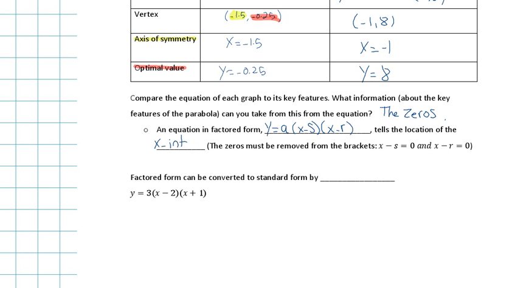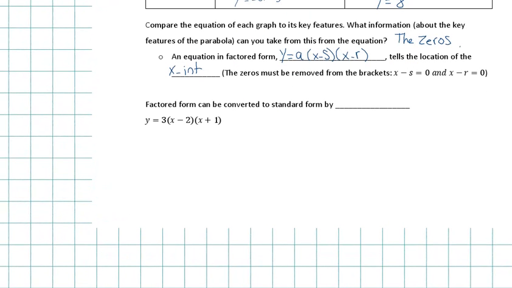Now, in order for you to have the correct x-intercepts, you have to remove them out of the bracket. So what we do, we set each part of each bracket equal to 0, and we solve for x. Okay? So I'm going to show you an example here. What form is this? Factored. Vertex would look like this, squared. That's right, that's a vertex. This is factored form.